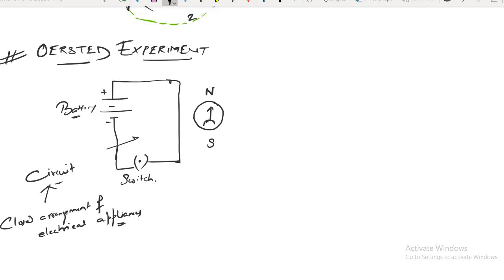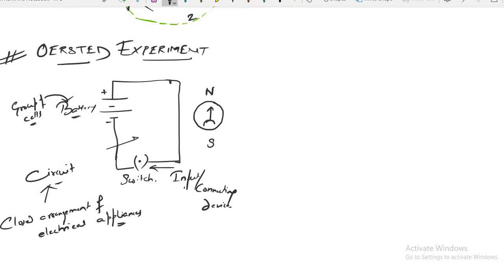Okay. It is a closed arrangement of the electrical appliances, and here I have used a battery. What is a battery? It is a group of cells. A group of cells together form a battery. Okay. And switch is just an input or connecting device. We know all this thing. Still I have explained. Okay.